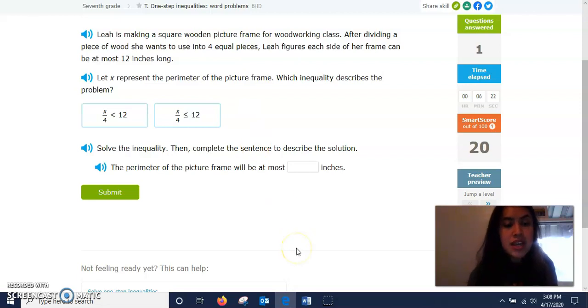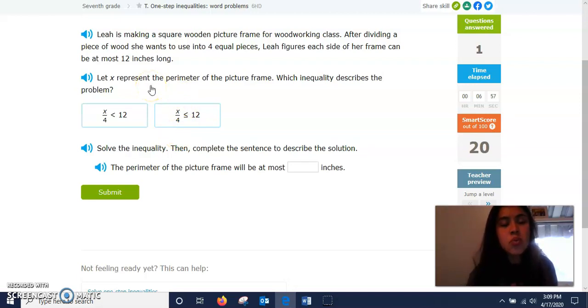So we know that. Now the thing that's going to trip us up is determining which inequality to use. So we're going to look at keywords. It says here, after dividing a piece of wood into 4 equal pieces, Leah figures each side of her frame can be at most. So it cannot go past 12 because it's at most. So this quantity has to be less than 12. And as you can see, both show less than.